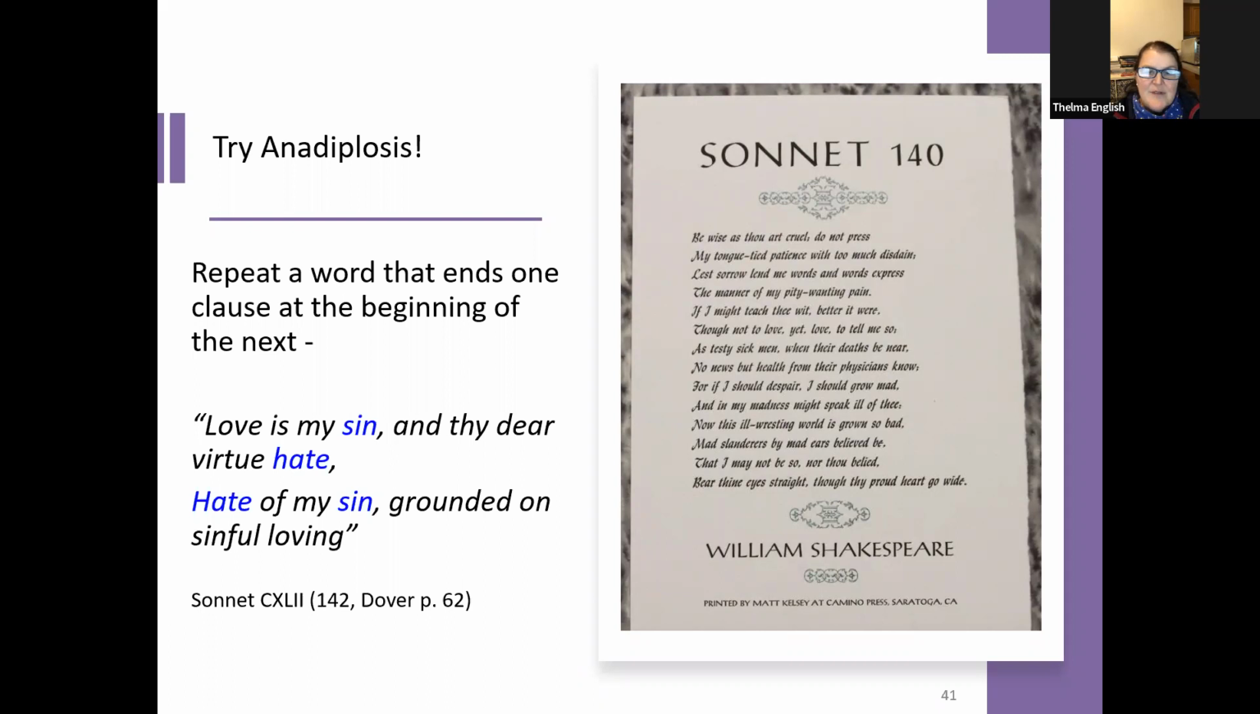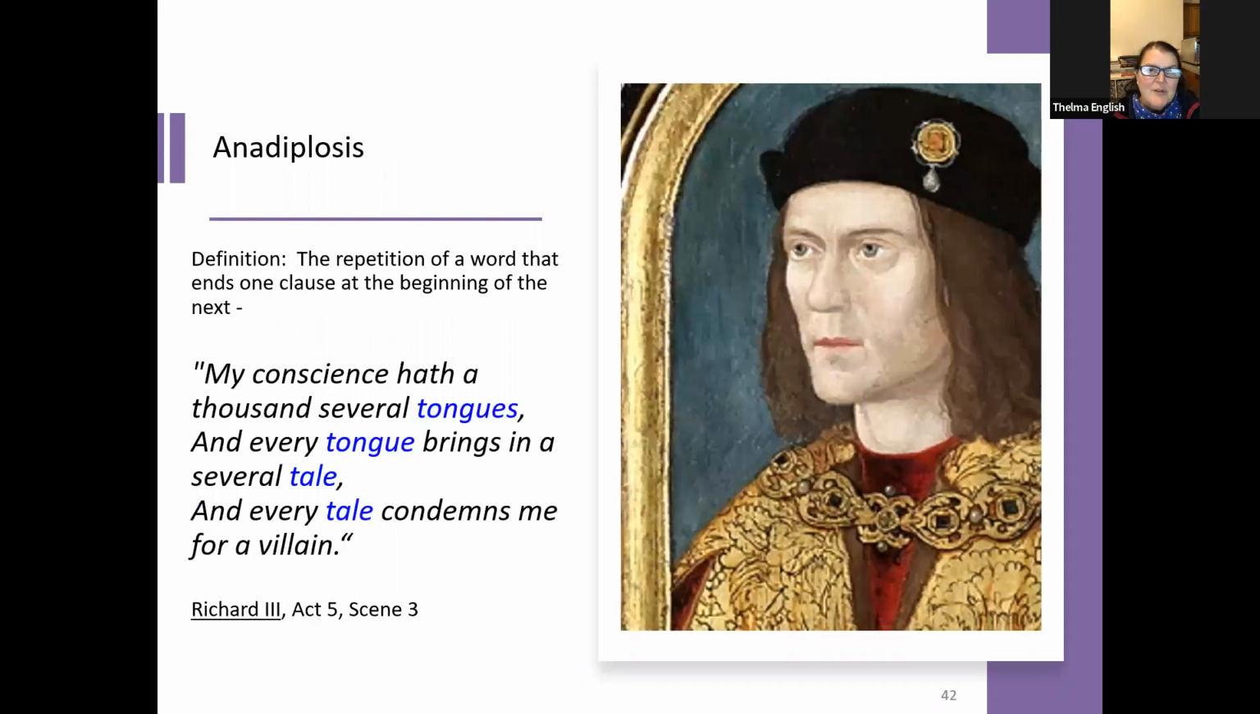Now listen to this from Sonnet 142. Love is my sin, and thy dear virtue hate. Hate of my sin, grounded on sinful loving. So he uses sin and hate, and then he turns it around and says hate with sin. That would also be a chiasmus.